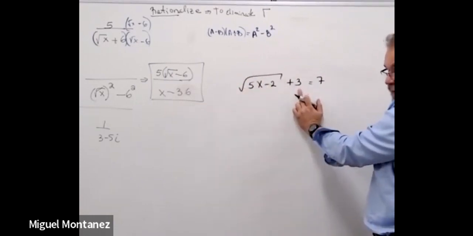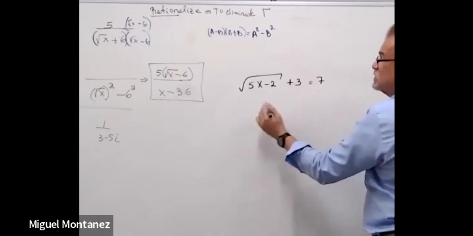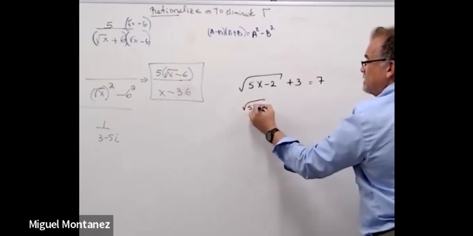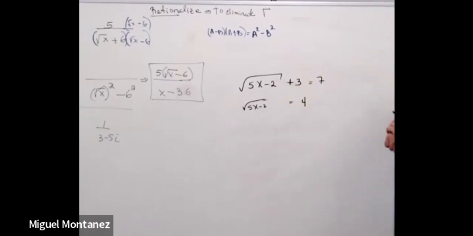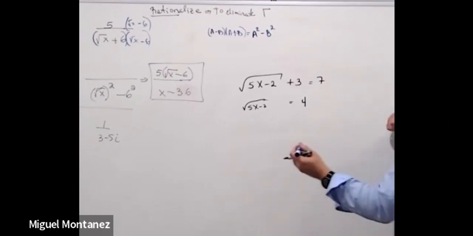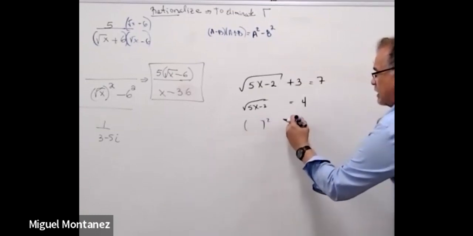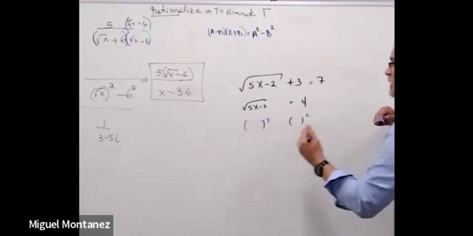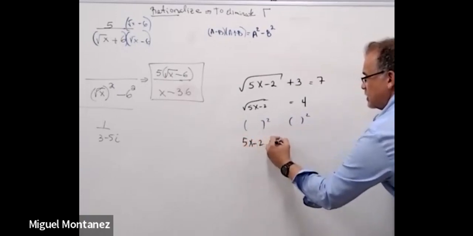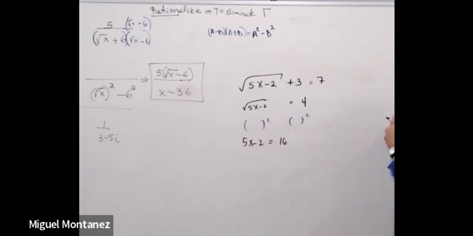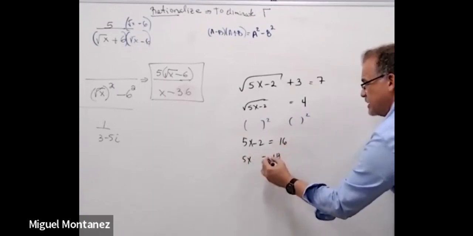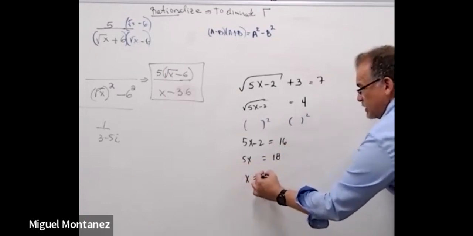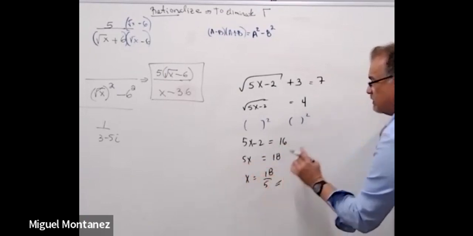So this 3 is in my way. So what do we do? Minus 3. So now I have the square root of 5x minus 2 equals 7 minus 3, which is 4. And now we square. So we square on the left, we square on the right. So I have 5x minus 2 equals 16. We add 2. 16 plus 2 would be 18. We divide by 5, so x equals 18 over 5.